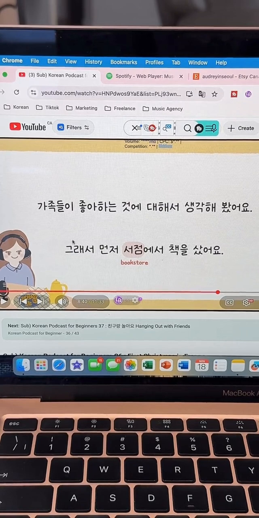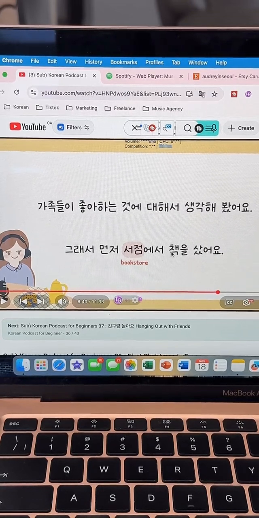So therefore, in other words, first at the bookstore, she bought a book. So that would be the translation to that sentence. It kind of insinuates that the first place that she went to is the bookstore, which is where she bought a book. So therefore, in other words, first at the bookstore, book bought. So that would be the translation to the sentence.